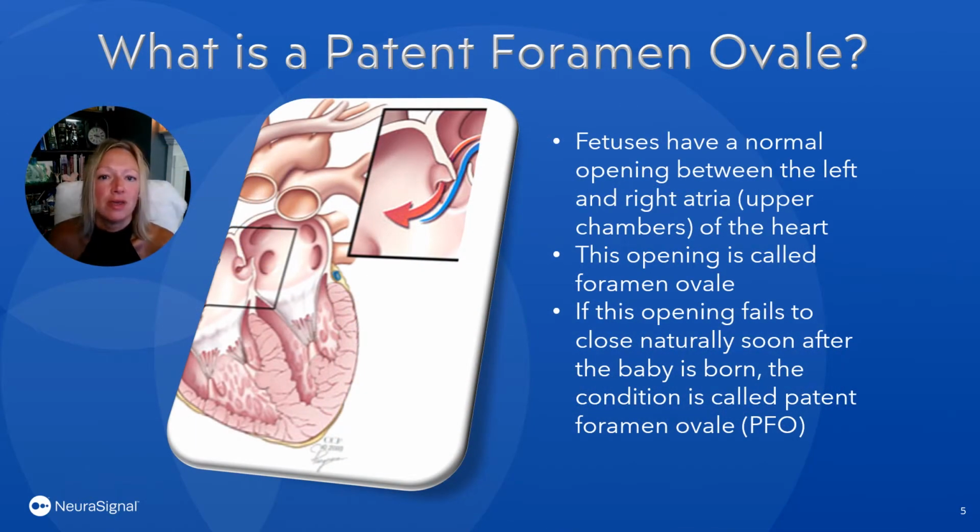Moving along, TCD bubble is commonly performed for right to left shunts. A right to left shunt is any connection between an artery and vein. One of the main connections between artery and vein is a patent foramen ovale. Fetuses have a normal opening between the left and right atria, the upper chambers of the heart, at birth. This opening is called a foramen ovale. If this opening fails to close naturally soon after the baby is born, that condition is called a PFO.